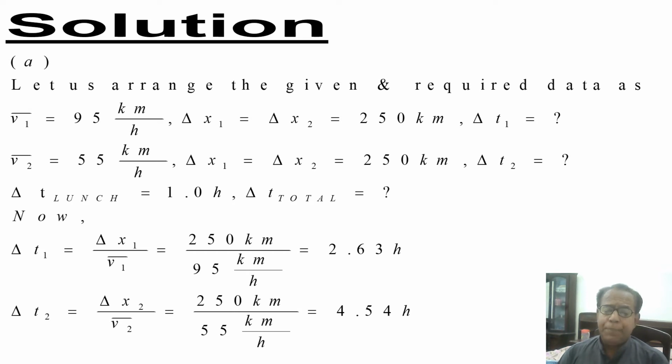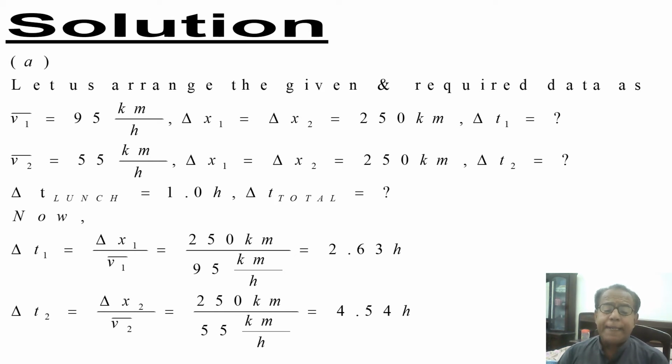Similarly, V2 average is given as 55 kilometers per hour. Again, delta x1 equal to delta x2 is equal to 250 kilometers. We have already settled this point that 250 kilometers is the same for onward and backward movement, while delta t2 is to be determined. Delta t1 is also to be determined and delta t2 is also to be determined.